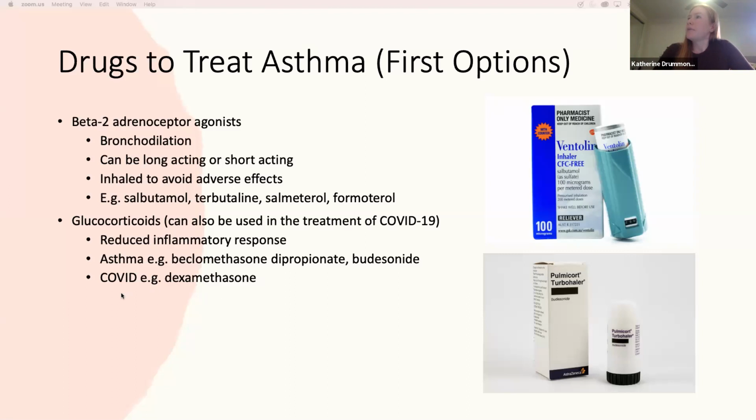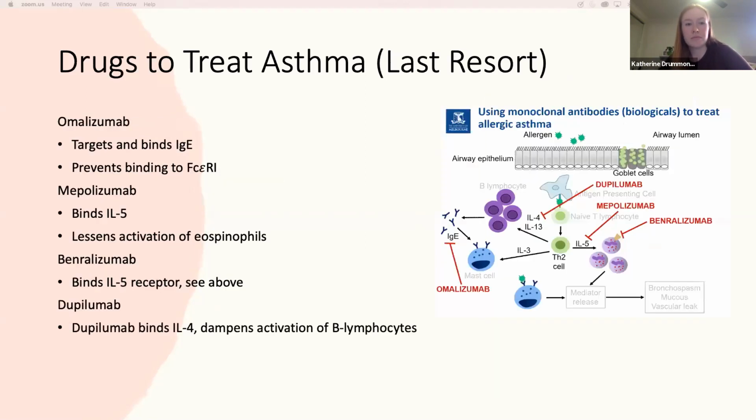So yeah, in COVID-19, we used dexamethasone, and in asthma, we tend to use these other ones, and they just reduce the inflammatory response. And I just want to note as well that in asthma, we actually use beta-2 adrenoceptor agonists and glucocorticoids at the same time because we want to combat both kind of symptoms of the disease, which is that inflammatory response, but also the bronchoconstriction. And they should always be taken at the same time. And they're generally inhaled too.